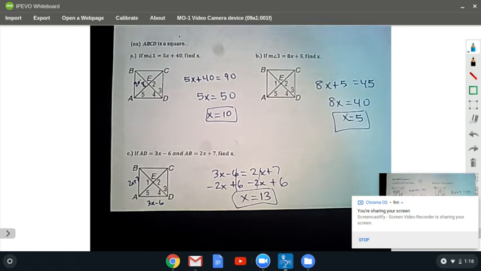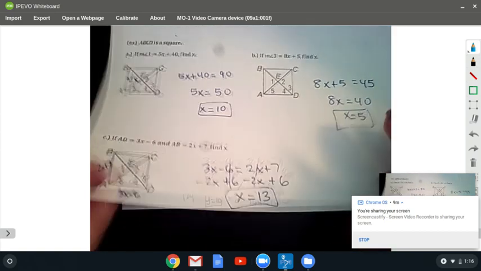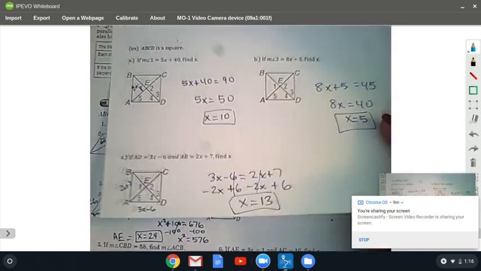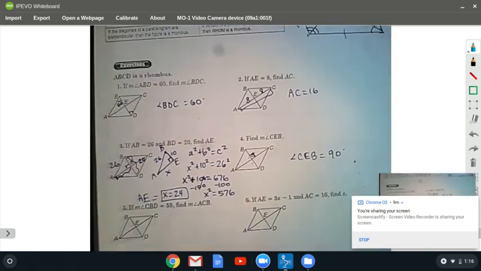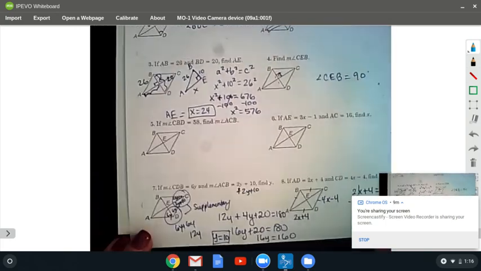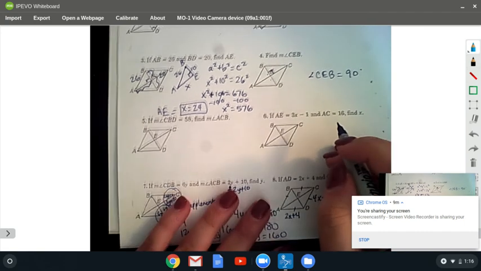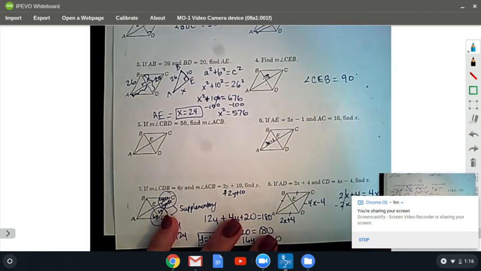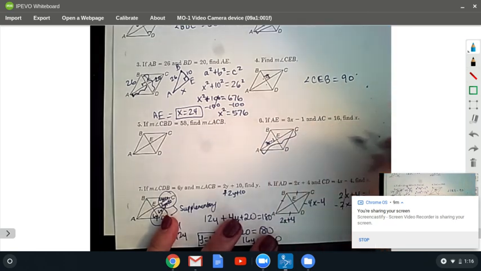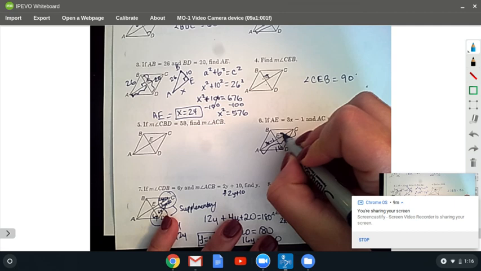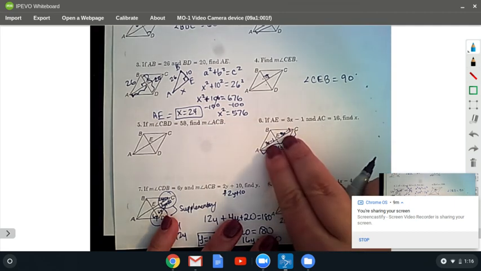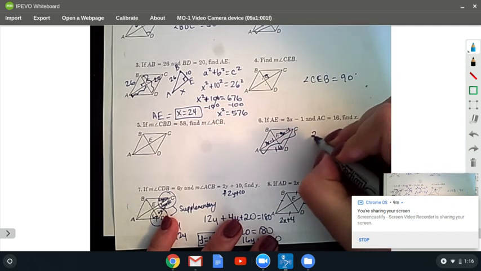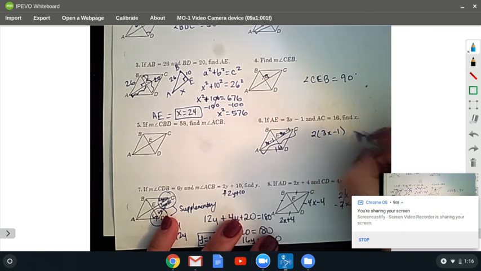We have like another 2 minutes before I run out of time on the video. So I'm just going to do one more rhombus problem from this side. So I'll do this one here. A is 3x minus 1. AC, the whole thing, is 16. So you should know that this should also be 3x minus 1. Those should be equal. So I can just do 2 times 3x minus 1 equals 16.